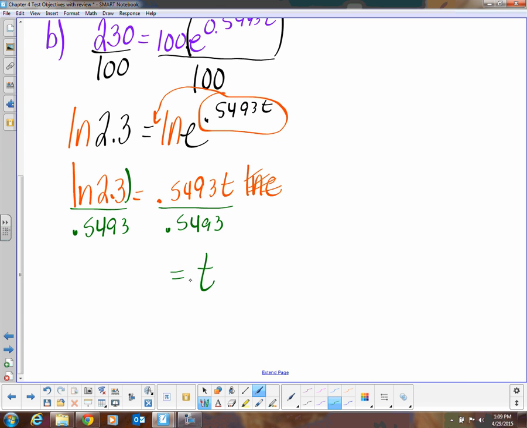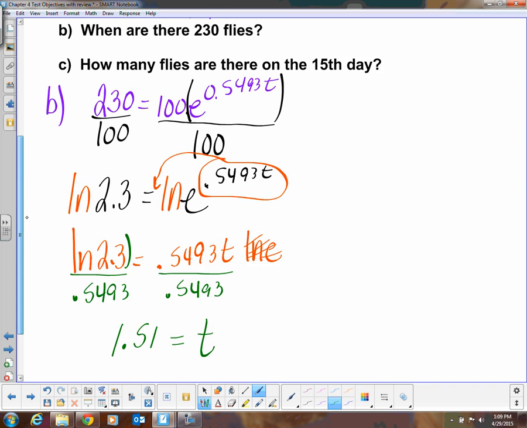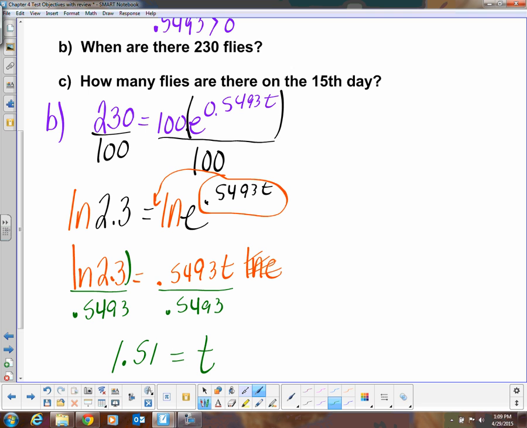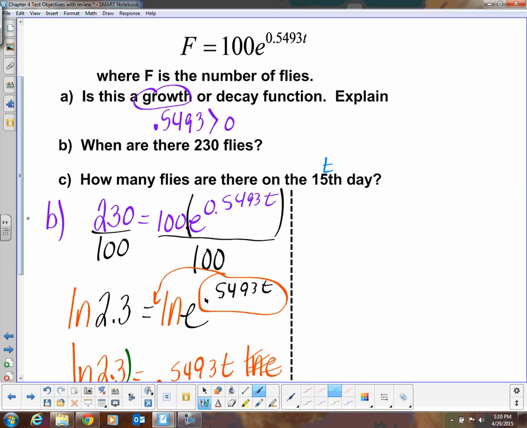Did anybody do it? 1.51. So in about a day and a half, there's 230 flies. I guess that's quite a bit of multiplying. All right, so the next question was, how many flies are there on the 15th day? Now, what does 15 represent? If this represents t, where does it get substituted? For t. So we're going to say f is equal to 100 e to the 0.5493 times 15.